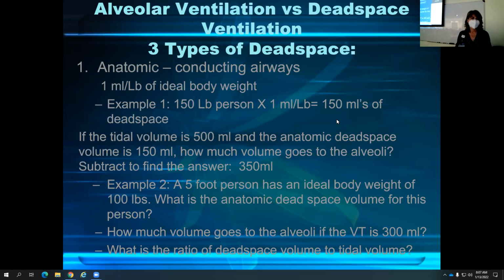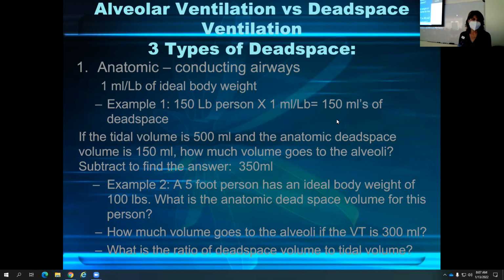Another example, a 5-foot person has an ideal body weight of 100 pounds. What is the anatomic dead space volume for this person? 100 mLs. Yeah, 100 pounds ideal body weight, 100 mLs in the conducting airways. So how much volume goes to the alveoli if the tidal volume is 300 mLs? 200 mLs. Very good. So you take the tidal volume, subtract what stays in the conducting airways, and the rest of it goes to the alveoli. So you have 200 mLs going to the alveoli.